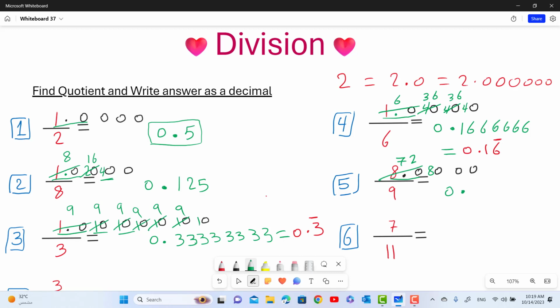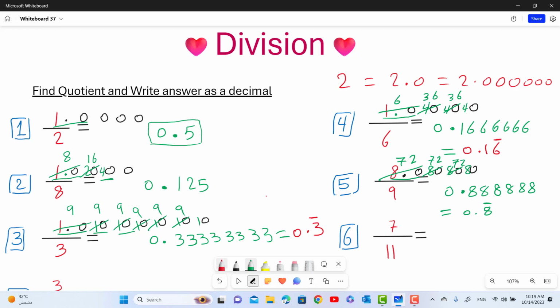72 divided by 9 is 8. 80 divided by 9, we can't. It's repeated again. Yes, we make 72. How many left? 8. 72 divided by 9 will be 8. Then the answer will be 8, 8, 8, 8 like this. Then we can write it 0.8 and above the 8 a dash.